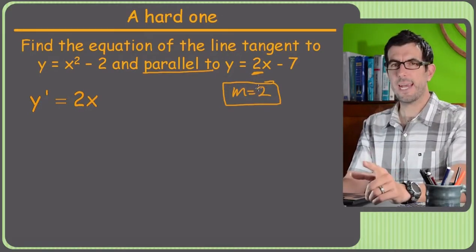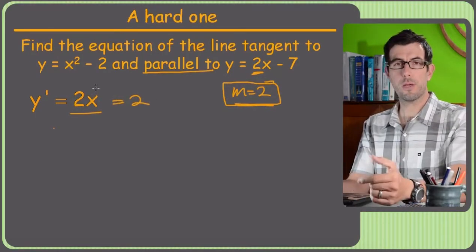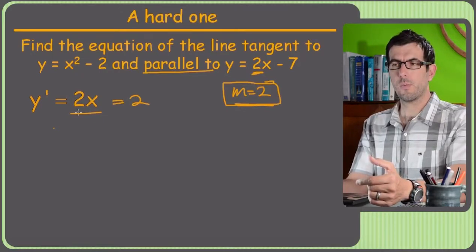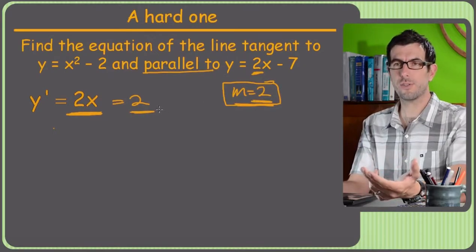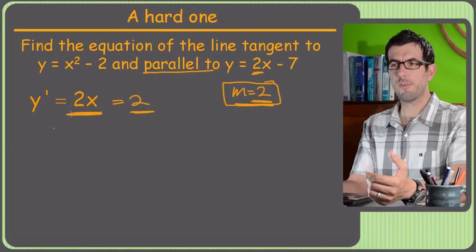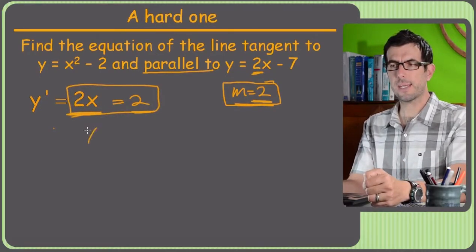But it turns out there's a catch here. Because they gave us the slope, we could say, you know what? We want the slope. We want 2x to equal 2 because we're looking for the point on the graph where the derivative 2x is 2, because the 2 is the slope we want for the tangent line. So at this point we've got an equation that we can solve for x. Divide both sides by 2, we get x equals 1.